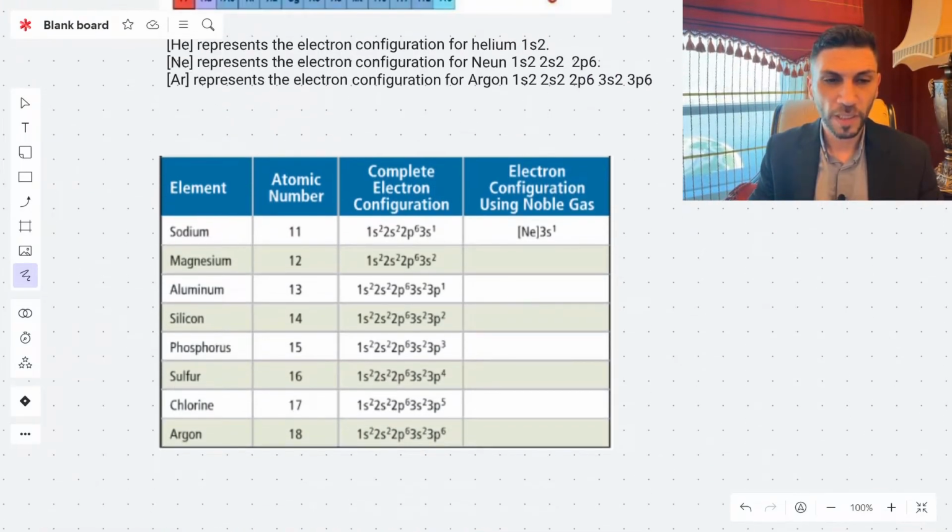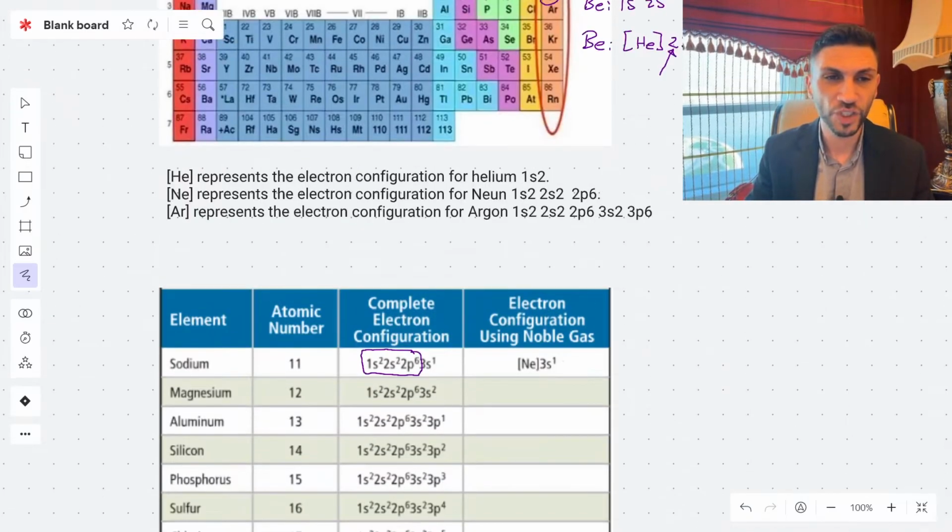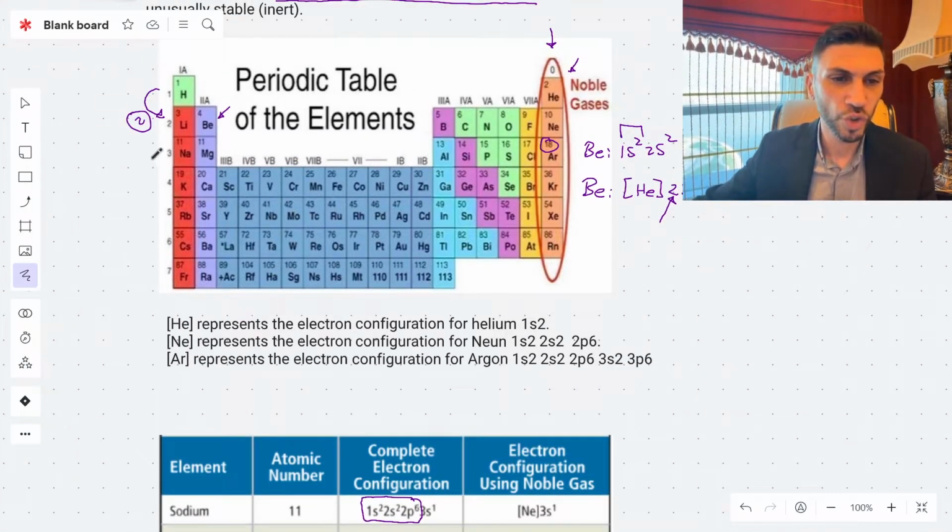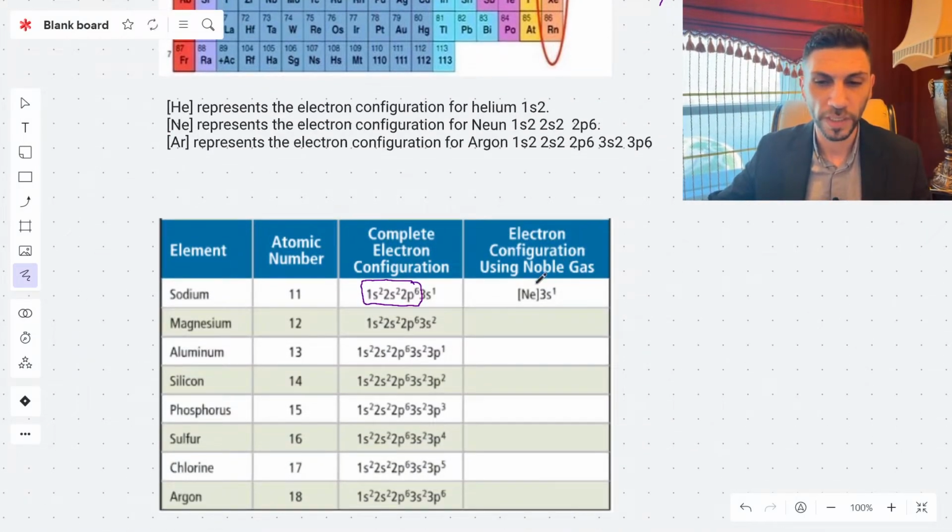For example, if we're talking about the sodium with 11 atomic number, it's going to be 1s2, 2s2, 2p6, 3s1. And 1s2, 2s2, 2p6 is the neon, leaving 3s1. Let's check the periodic table. Sodium is in group 3. So yes, it's going to be 3s1. That is 10 electrons plus 1 is 11 electrons.